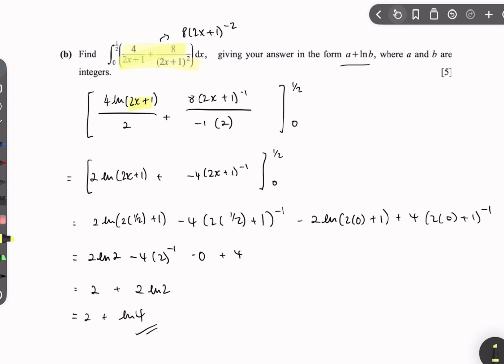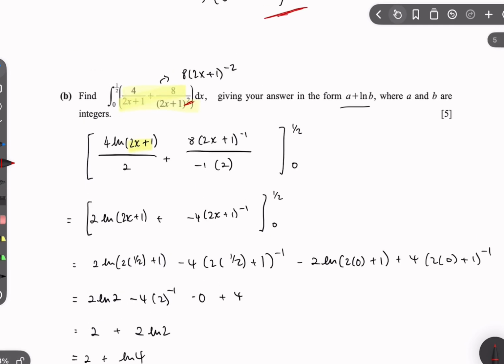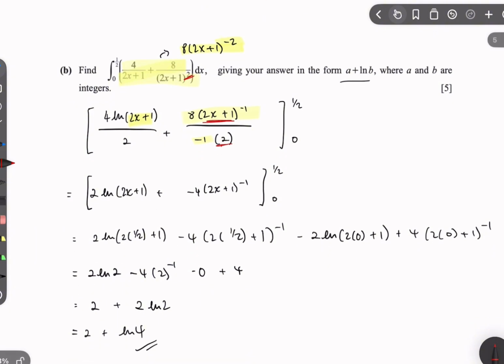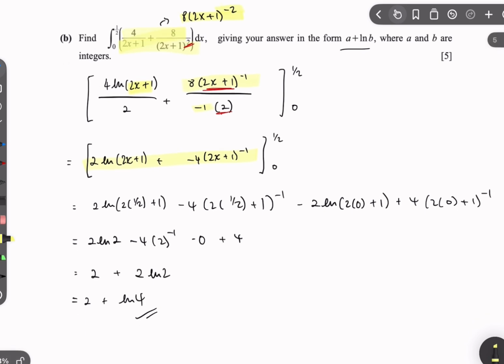And for the second part, there's a square inside the denominator, so you can rewrite this part of the equation as this. And when you integrate this, you just add 1 to the power. So minus 2 plus 1 is minus 1. So it will be 2x plus 1 to the power of negative 1. And then you divide this by the power minus 1. And you multiply the denominator by the differentiation of 2x plus 1, which will be 2. So you simplify this in the next line. And this is what you should get.